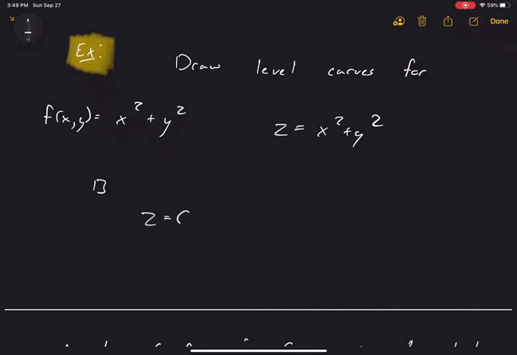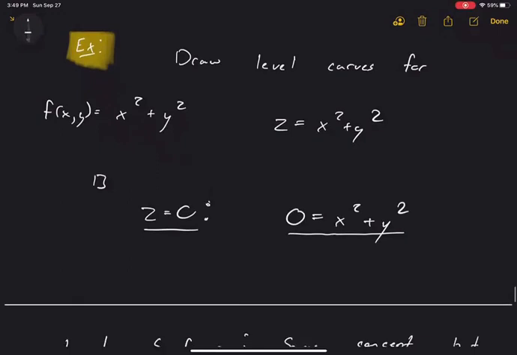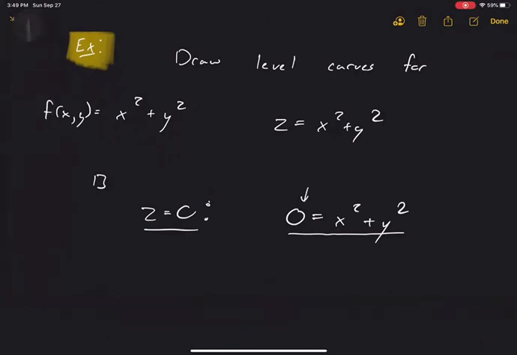So I'm picking z equals 0. Then my equation becomes 0 equals x squared plus y squared. If this is my equation, what do x and y have to be? Since x squared and y squared can never be negative, the only way I can get 0 out is if x and y are both 0. So there's only one point in the xy plane that will make that equation true.